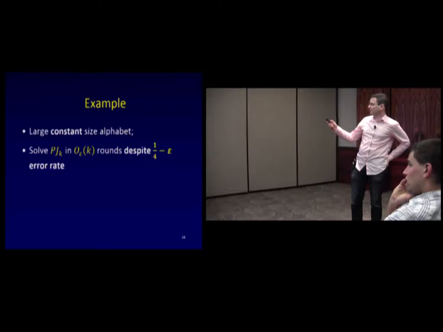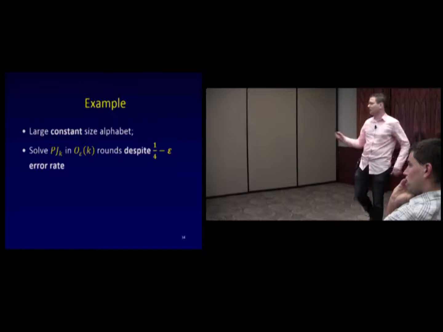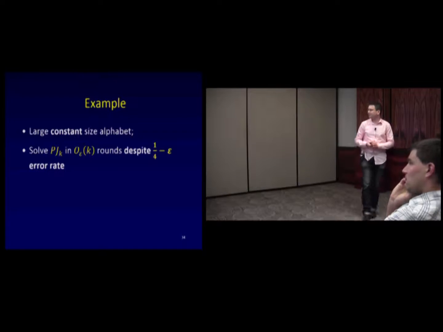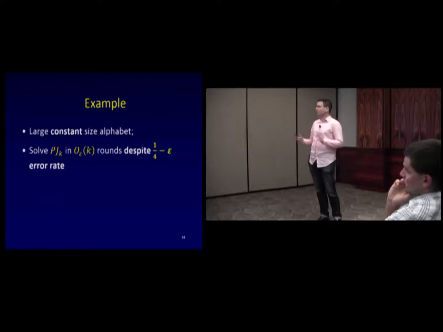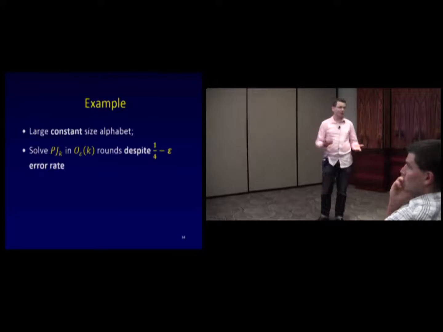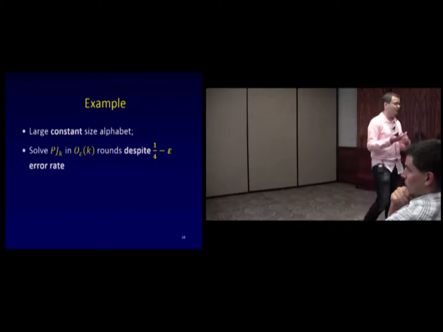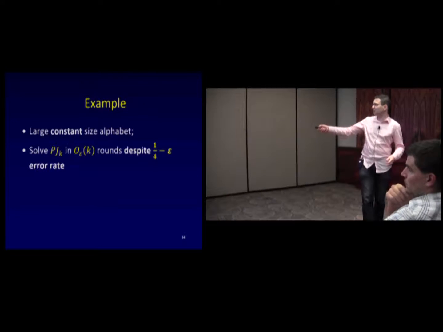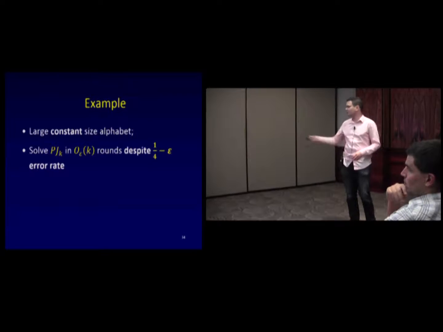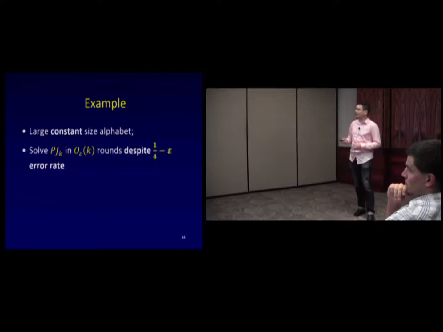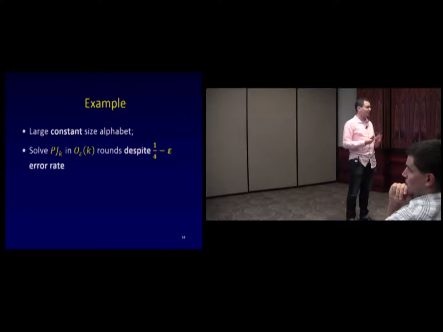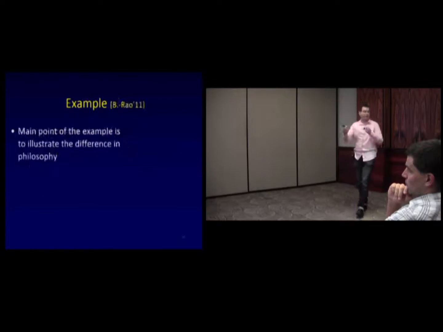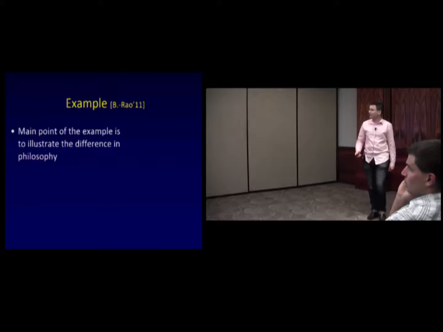So here is an example. We are dealing with a constant size alphabet, and we want to solve the pointer jumping problem at a constant rate. The constant alphabet here is allowed to depend on epsilon, and despite a quarter minus epsilon errors. So the adversary is allowed to corrupt almost a quarter of all the communication, and we still want to be able to do the pointer jump.